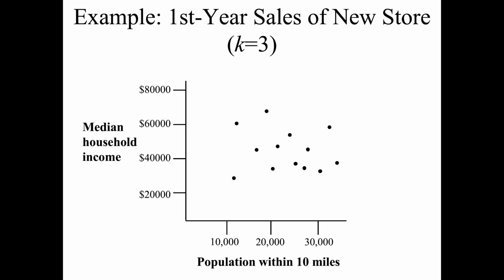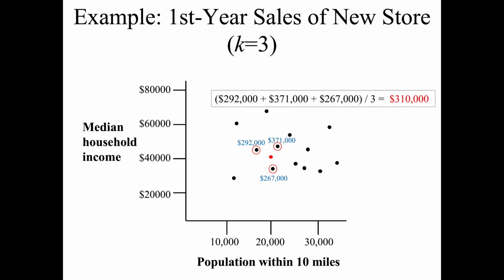Let's imagine we have data points out here, and we have a new data point here in the middle, and we want to know what we are going to predict for the sales of our new store. So we've got median household income, and we've got population within some certain range, and we want to know what the sales are going to be for this new store. We just look at the 3 closest points that I've circled here, and we take the average of those 3 points, and that's going to give us our prediction for sales for this new point here.